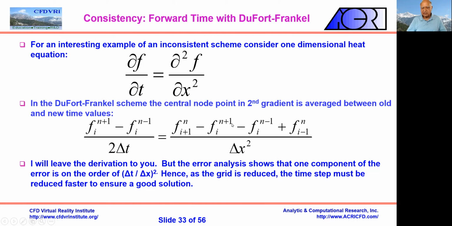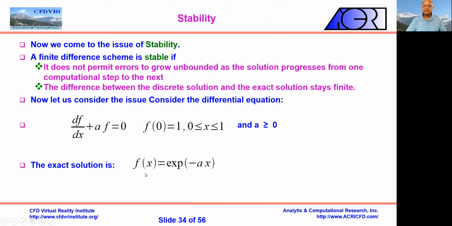Now that happens because this should have been 2 fi at n point, but we replace the 2 fi at n point with fi at n plus 1 and fi at n minus 1. This makes it second order time accurate, but introduces an error on the order of delta t by delta x. That means that as the grid is reduced, the time step must be reduced faster to ensure consistency. You can't reduce them in a manner where delta t by delta x increases. So that's the constraint.